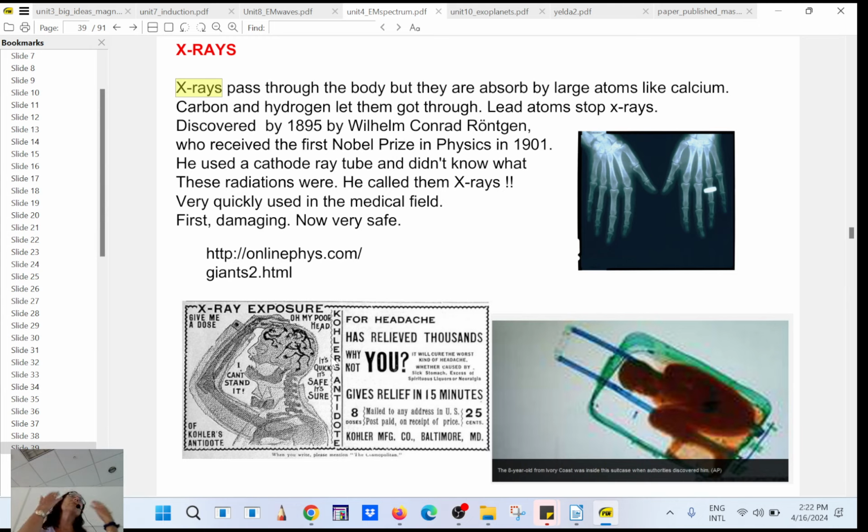Of course, you want X-rays at the dentist because you can die from an infection, but not too much. So at the time they started to advertise using X-rays to cure headaches, without controlling the amount of radiation given to patients. So maybe not the best idea.